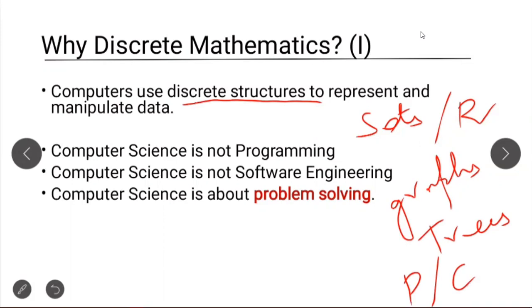Now, why is another form of mathematics necessary in computer science? Computer science is not just programming. If you learn all the programming languages and master them, that is not sufficient to be a computer science engineer. Also, it is not simply software engineering. Computer science is about problem solving.